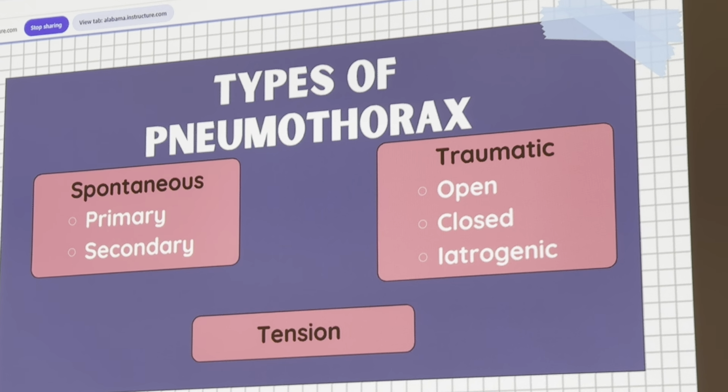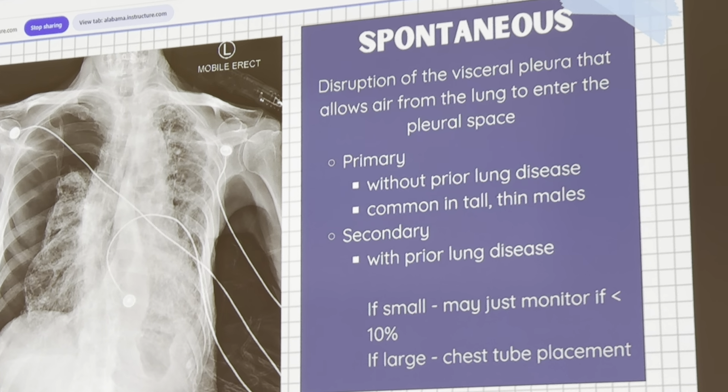So let's talk about a spontaneous pneumothorax. For some reason or another, whether it's primary or secondary, it's going to be that disruption of that visceral pleura. So remember that little lung tissue right on the outside, right on the edge of that lung space. And it's going to allow air into that intrathoracic cavity. Usually it's going to originate somewhere within the lung tissue.